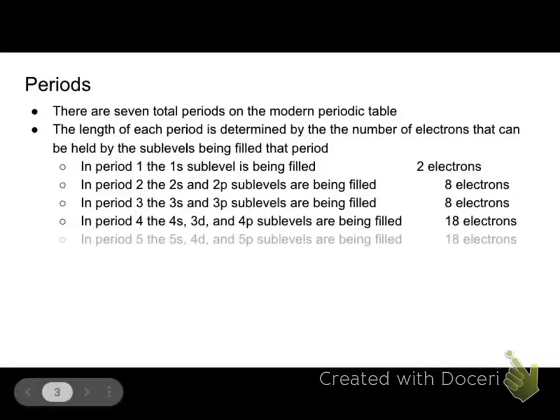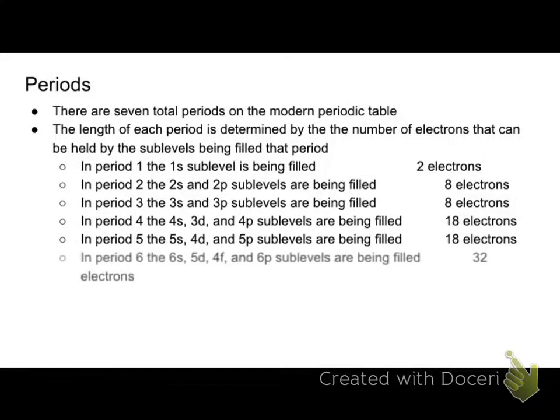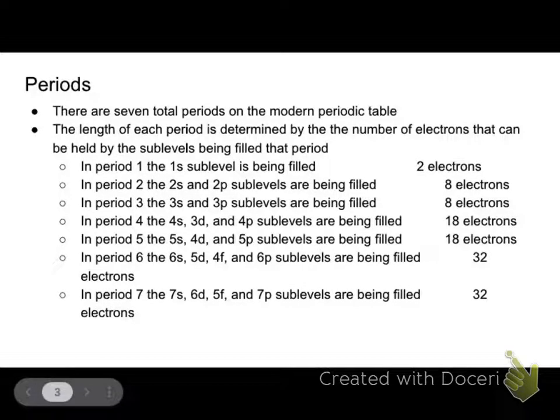The same pattern continues for 5. And then in period 6, we add an f orbital, which can hold 14. So we add 14 additional electrons, which means there can be 14 additional elements in that row. Now, that would make our table horrifically long, so we don't leave those 14 in the row. We drop them down into the lanthanide and actinide series instead. But they should be in that row, which would make that row an additional 14 elements long. And the same is true for period 7.